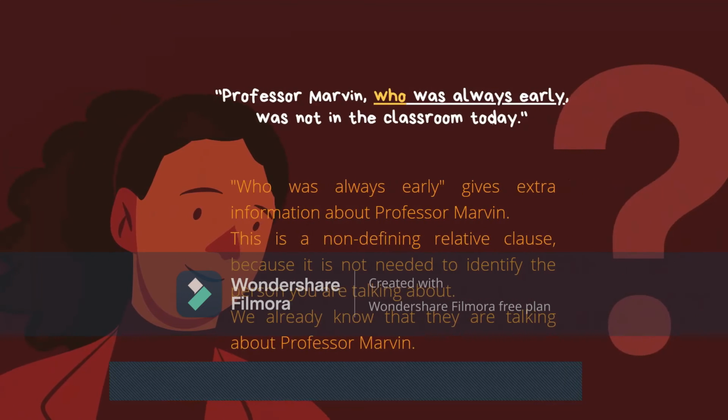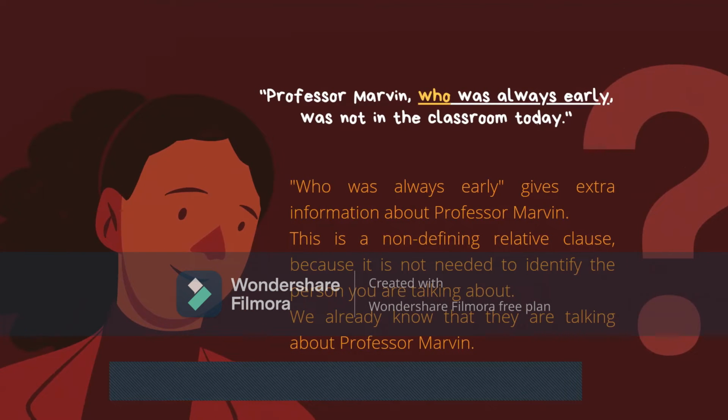All right, in the next example, well, it's the same example as the last one. Professor Marvin, who was always early, was not in the classroom today. Okay, here we can see that who was always early gives us extra information about the professor. Yes, and this is a non-defining relative clause. There's no need to identify or specify who we are talking about because we already know by the context of the sentence. Lalo, can you read the sentence again, please?